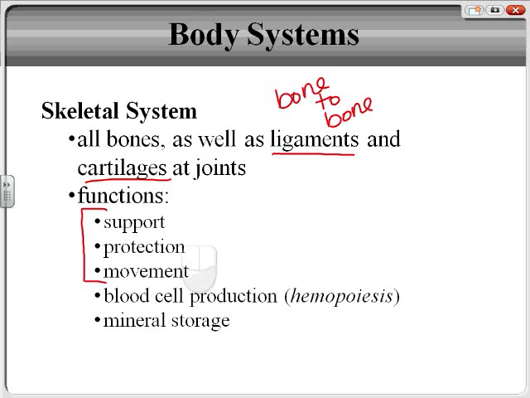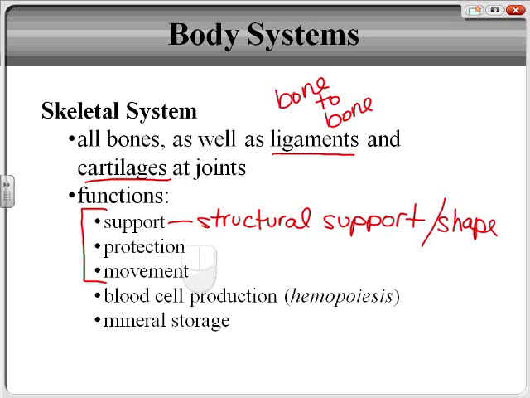Support. This is structural support. Think about what your body would be like without your skeletal system. There'd be nothing to hold your body upright. Your organs would just be a big giant pile. Your skin would just be a big giant overlying layer. There'd be no real organization. Limbs and such wouldn't really have their shape. So structural support, we're talking about shape as well.